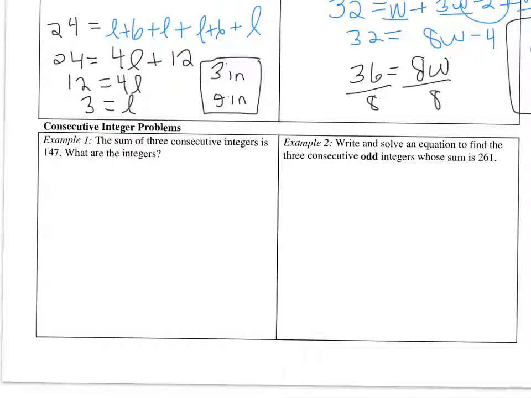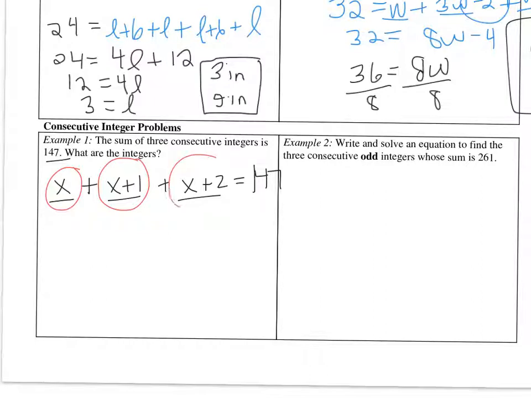So the sum, so that means adding, of 3 consecutive integers is 147. So to set that up, I let the first integer be x. Then the next integer is going to be 1 more than that, so it's going to be x plus 1. Then the next integer is going to be 1 more than that, so it's going to be x plus 2. The sum is 147.